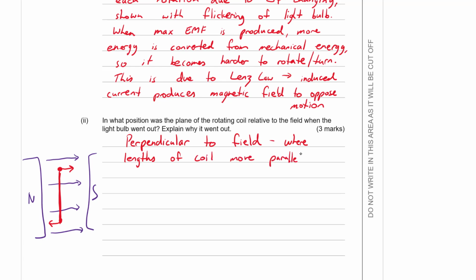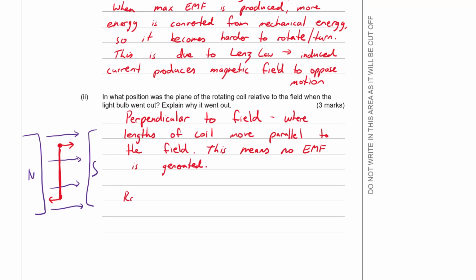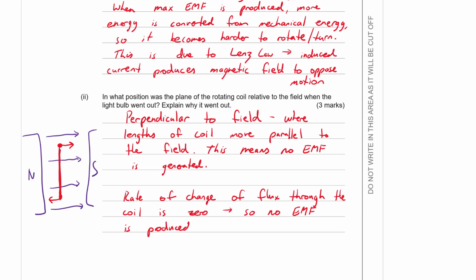Now you can also explain this in terms of the rate of change of flux going through the coil. If you have a look at the diagram, any small movement of that coil would effectively result in a zero change of flux going through the coil, because it's already capturing the maximum amount of flux. So in that particular case, no EMF is produced.